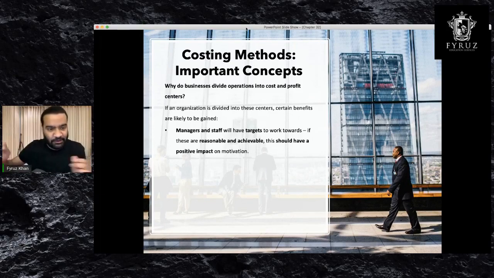So managers and staff will have targets. Manager A can look at this section, at this profit center, or at this cost center. This is the target. This is how we did in the past.